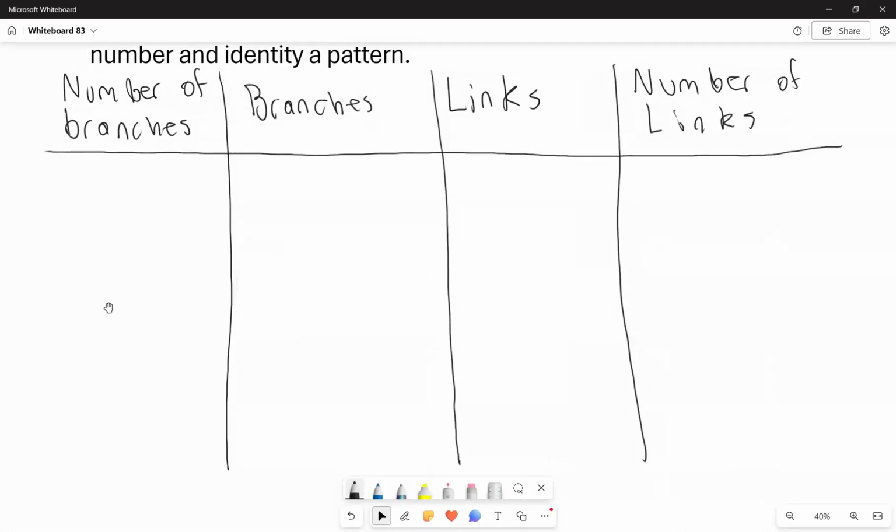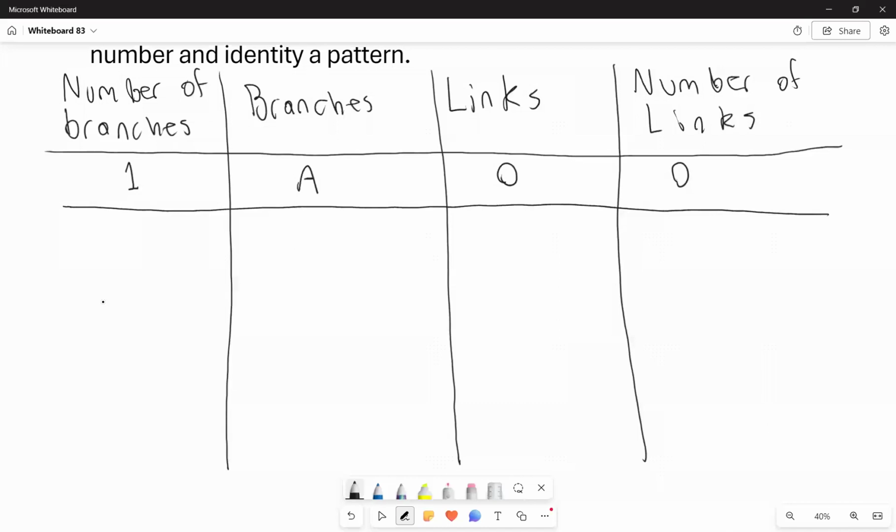Okay, so let's start with one branch. If there's one branch, let's call the branch A. Well, there is no link. There is no link if there's only one branch. Linking a branch with itself, there's no need to do that. So there are no links. If there are two branches, let's call them A and B. There's only one way to link those branches, AB. So there's one link.